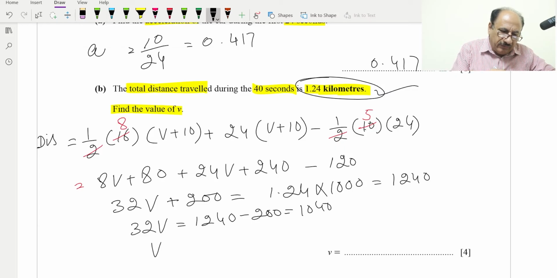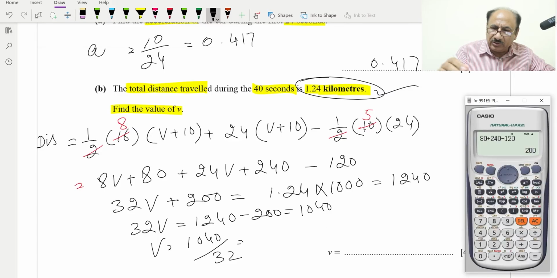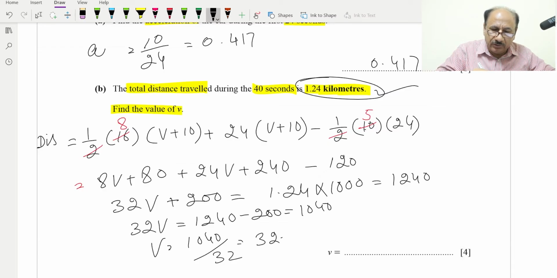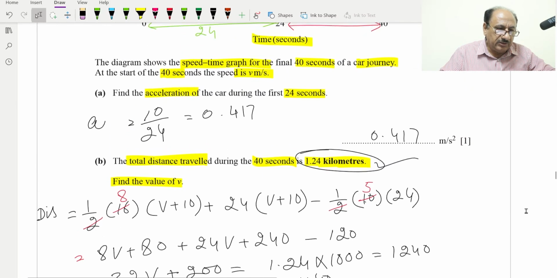1040, and V is equal to 1040 divided by 32, and this one can be calculated with the help of a calculator. So 1040 divided by 32 will be equal to 32.5. So our answer will be 32.5. Final answer will be 32.5. So value of V is 32.5 meter per second.